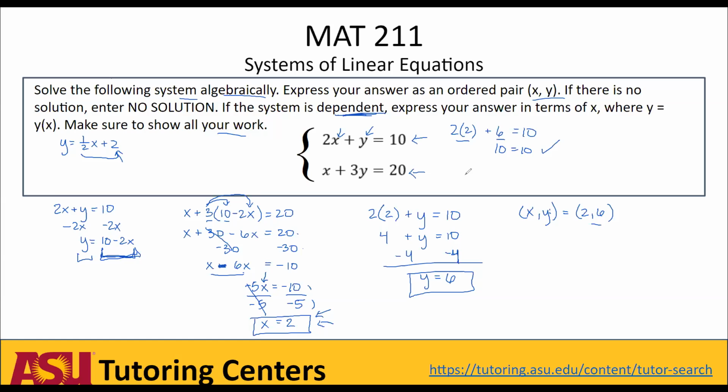We can also do this for the bottom one. So we have x, which is again 2, plus 3y, so 3 times 6 equals 20. So that gives us 2 plus 18 equals 20. And we know this to be true. This is going to be 20 equals 20. So that checks out as well. And so our ordered pair here, for our single solution, is 2 and 6.